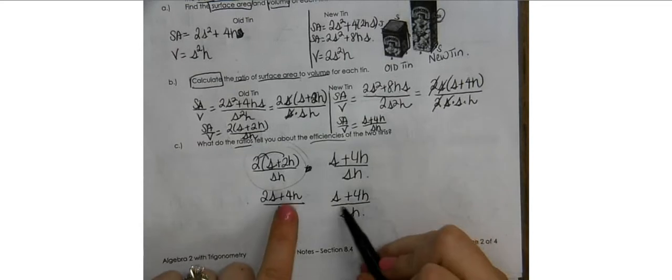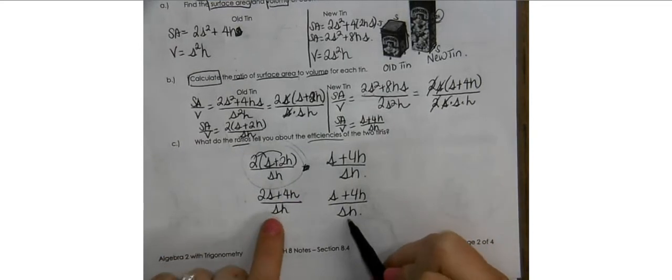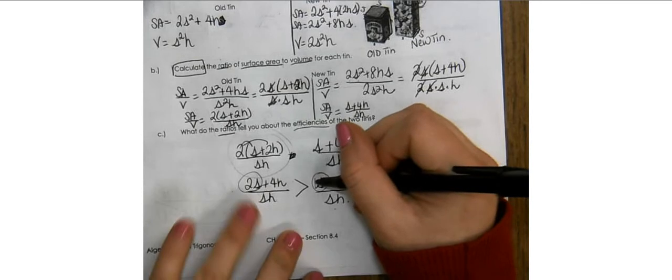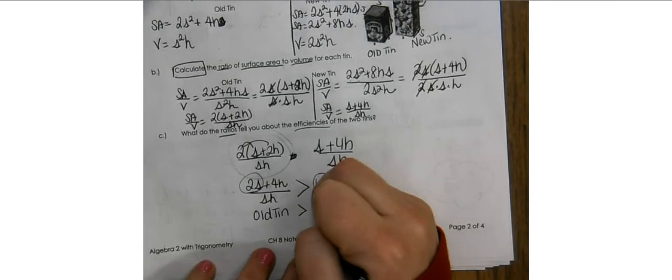They have every single term in common except for one. This is an S, this is a 2 times S, this is a 1 times S. So which one's bigger? The one that has the 2. Since everything else is the same, which one is bigger? The one that has the bigger numbers. 2 is certainly bigger than 1. So notice that this came from the old tin, and that means that the old tin's ratio is bigger than the new tin.